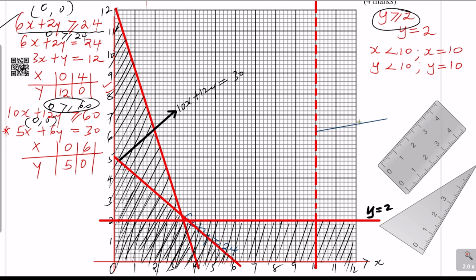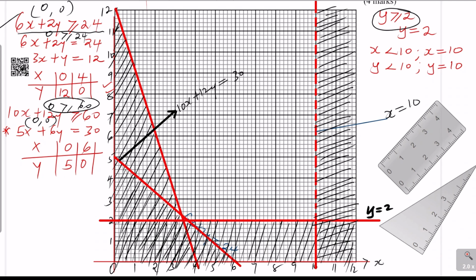So that is the line x equals 10. Now, which side do we shade? X is less than 10. Less than 10 means we require the values that are to the left of 10. Those are the values that are less than 10. The values to the right of that line are greater than 10, and you don't need those. So we shade the right hand side of that line, because we need less than 10.